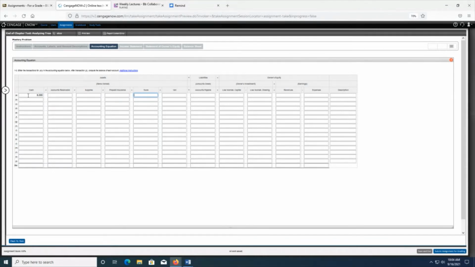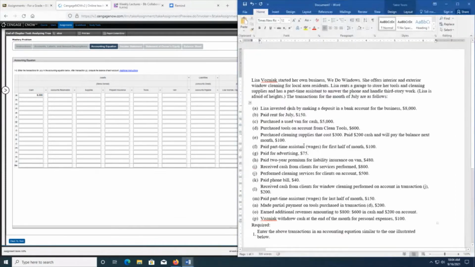Liabilities, nothing. Okay, capital right here. We're going to put in that other $8,000. Okay, and then put the description and I'm going to see if I can just copy and paste it from the instructions. Invested cash.